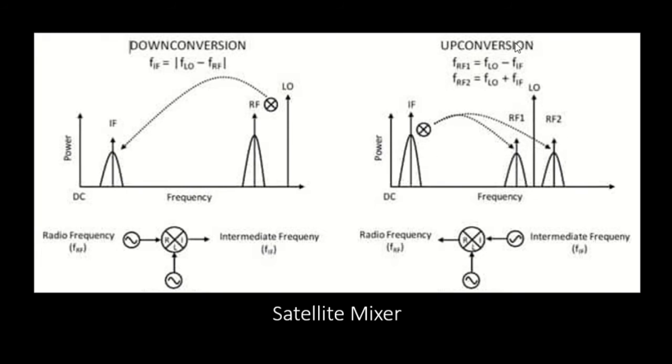So this upconverting is located at the earth station, right. So this high frequency RF1 and RF2 will be sent to the satellite, okay.